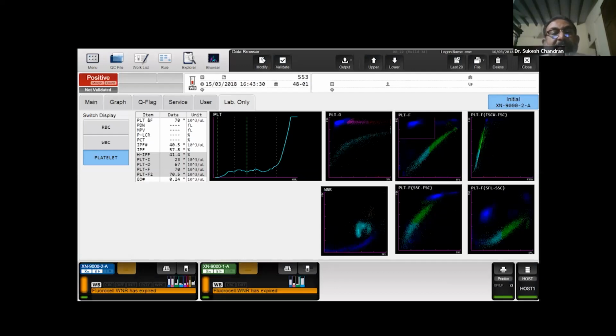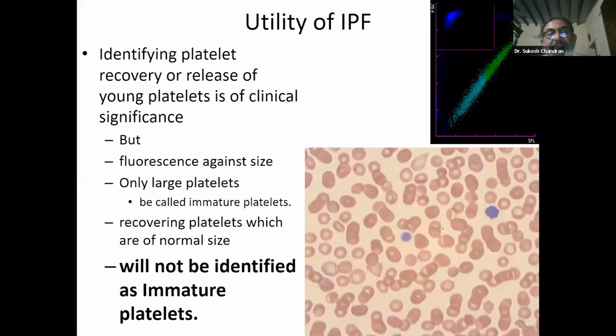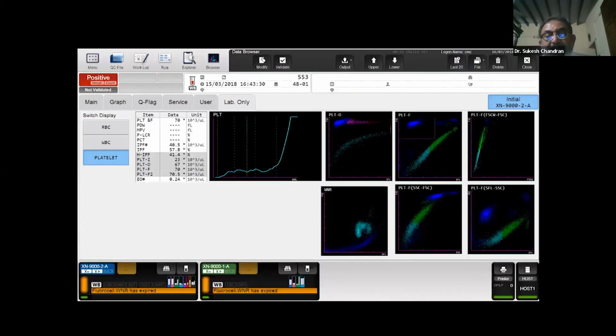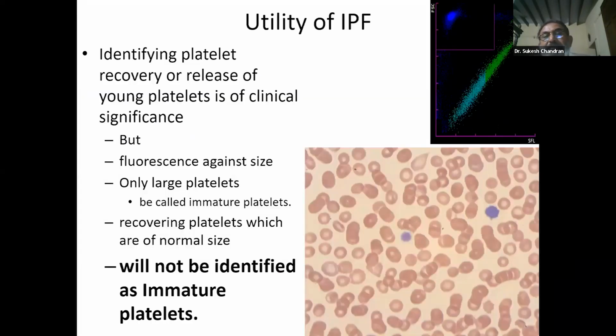Now, for example, here we have a platelet anisocytosis by histogram from a cell counter. Impedance is 23,000, optical is 67,000, and the fluorescent platelet count is 70,000. Then we realize there's something called IPF. IPF is some 57.8%. When we looked at the IPF, we realized that the IPF is fluorescence versus size.